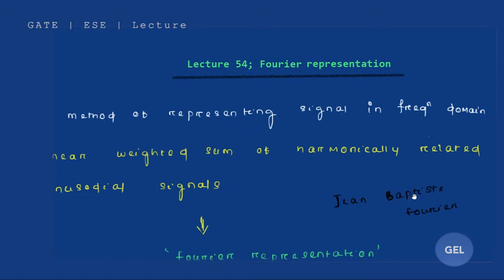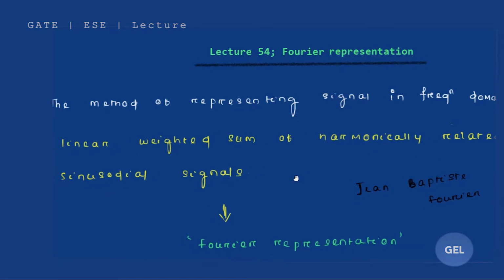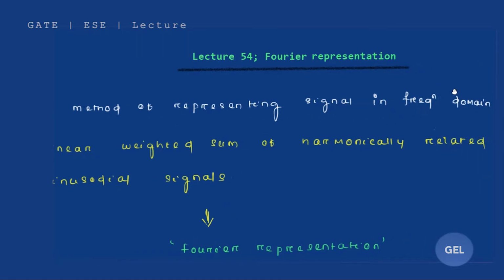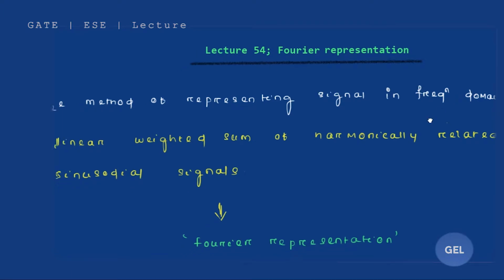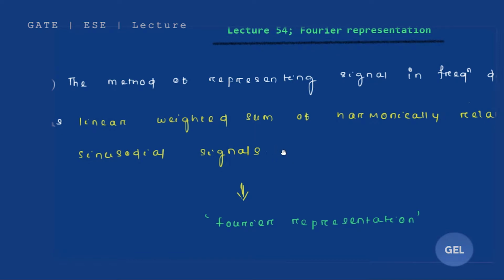He has shown that any periodic non-sinusoidal signal can be expressed as a linear weighted sum of harmonically related sinusoidal signals. So I can summarize this definition in this way: a method of representing a signal in frequency domain as a linear weighted sum of harmonically related sinusoidal signals.